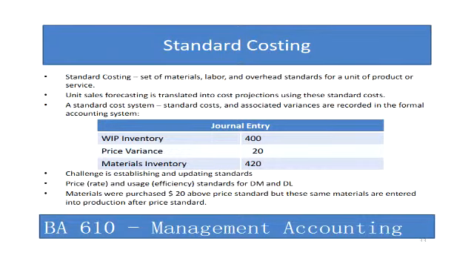If they're going to be productive standards or punishment standards or whatever, we have to establish them, and we have to update the standards continuously. Generally, we're talking about a price or rate variance and a usage or efficiency variance for direct materials and direct labor.